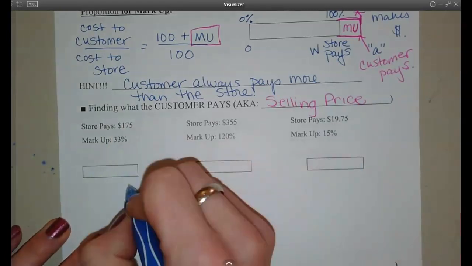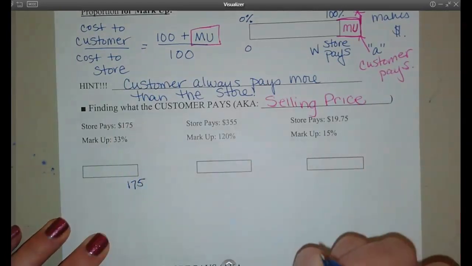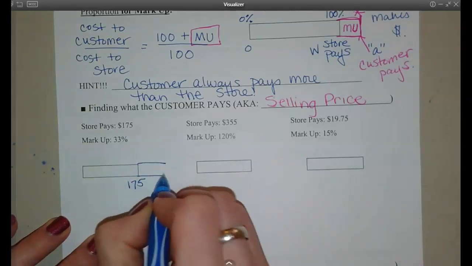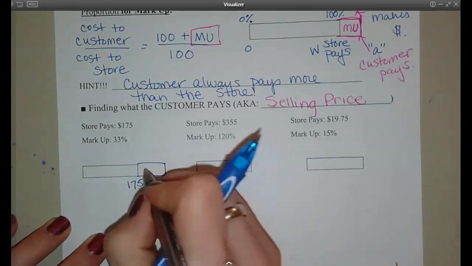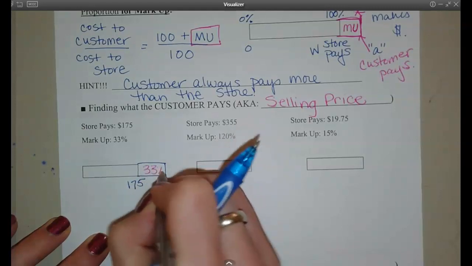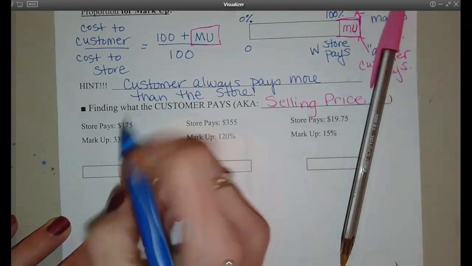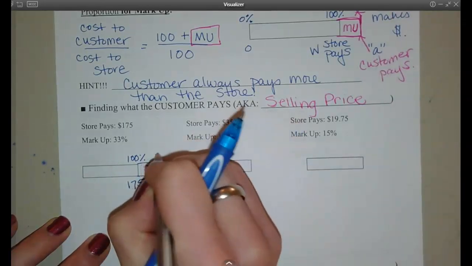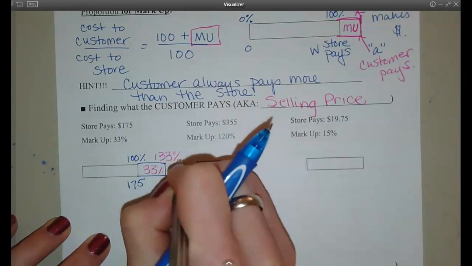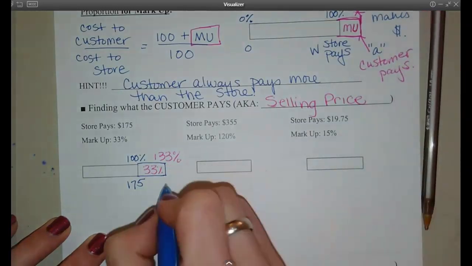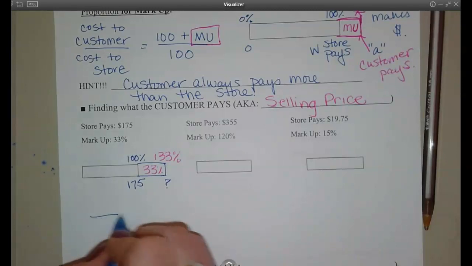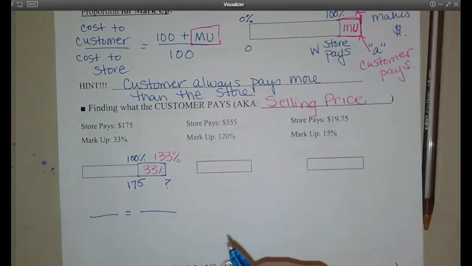If the store pays $175, right, that's your W, your whole, and they add on a 33% markup. So I'm going to extend this another 33%. Well, here was the 100% that the store paid, but now I'm at 133% for what the customer pays. And I'm looking for this price for the customer. Okay, so I'm going to put that into my proportion.